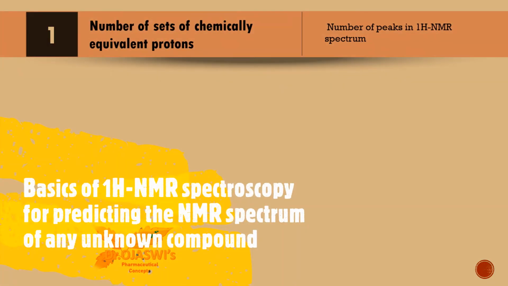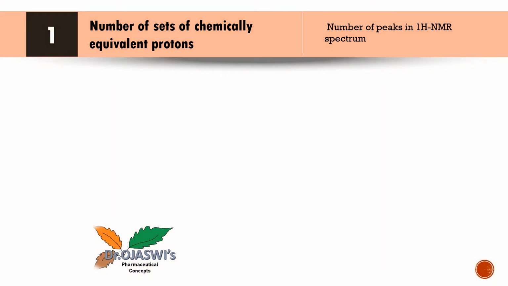Moving towards the first point, that is the number of peaks in a 1H NMR spectrum. As soon as you see any NMR spectrum, we can just count the number of peaks which are present. And number of peaks means what? The number of sets of chemically equivalent protons present in that particular structure.